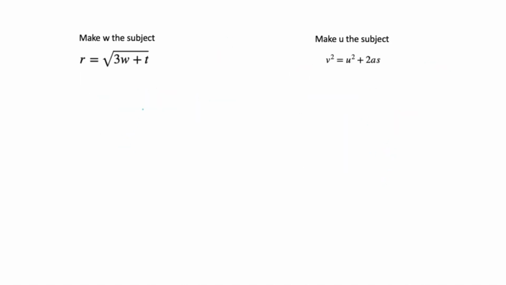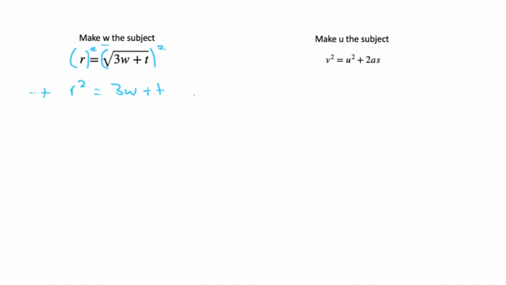Now for this one, make w the subject. First thing is you square both sides to get rid of the square root. You square both sides, so this will give you r squared equals 3w plus t. Remember, the square root cancels out if you square a square root. So r squared is 3w plus t.